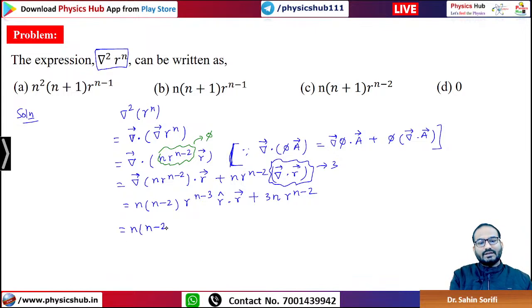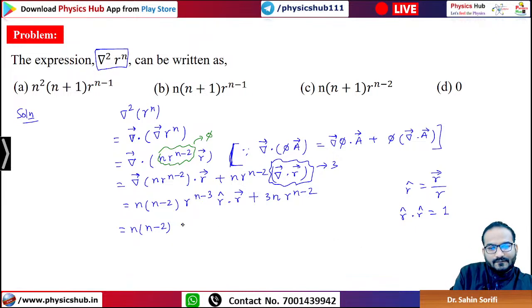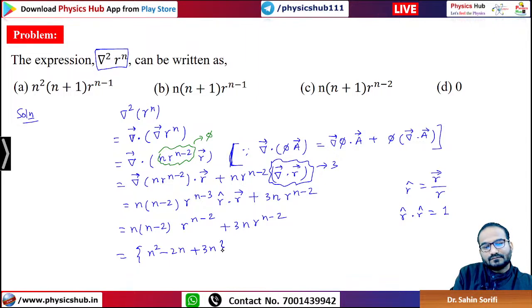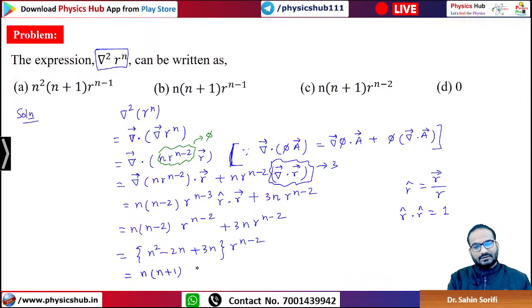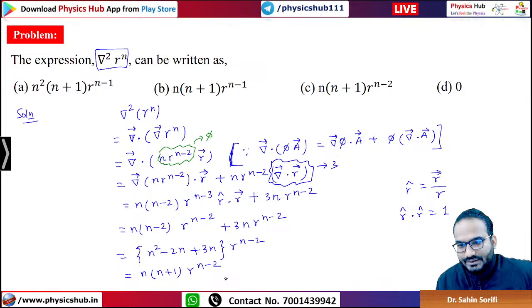So this is nothing but n into (n minus 2), and you see r cap is nothing but vector r by r. So vector r cap dot r, what will it become? r cap dot r cap will be 1. So this becomes r to the power n minus 2 plus 3n r to the power n minus 2. So it becomes n into (n minus 2), so n square minus 2n plus 3n, times r to the power n minus 2. So n square plus n, that is n into (n plus 1) r to the power n minus 2. Is it clear, guys?